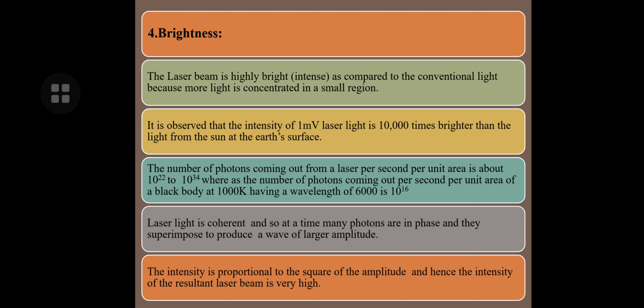It is observed that the intensity of 1 milliwatt laser light is 10,000 times brighter than the light from the sun at the Earth's surface. The intensity is proportional to the square of the amplitude, and hence the intensity of the resultant laser beam is very high. The laser light has high intensity.